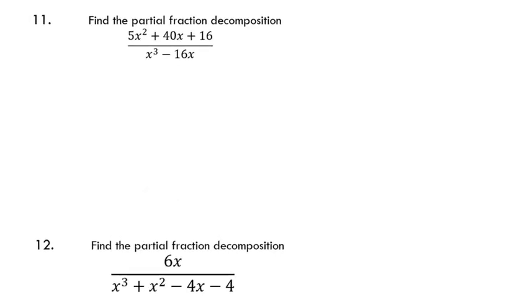Look at the perks. Okay, so let's go ahead and factor the denominator. X cubed minus 16x is x times x plus 4, x minus 4. There you go. Now this is going to be A over x plus B over x plus 4 plus C over x minus 4.